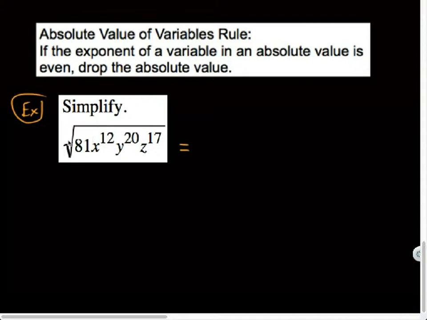Let's see. Square root of 81, what's that? 9. I agree. 9x to the 6. Also, maybe we should ask, what's the index of this square root? 2. It's a little 2 there. Square root of x to the 12th is x to the 6th. Do absolute values show up? No. Actually, yes, they do show up. All right, we're gonna write it now, and we'll analyze whether they go later on.